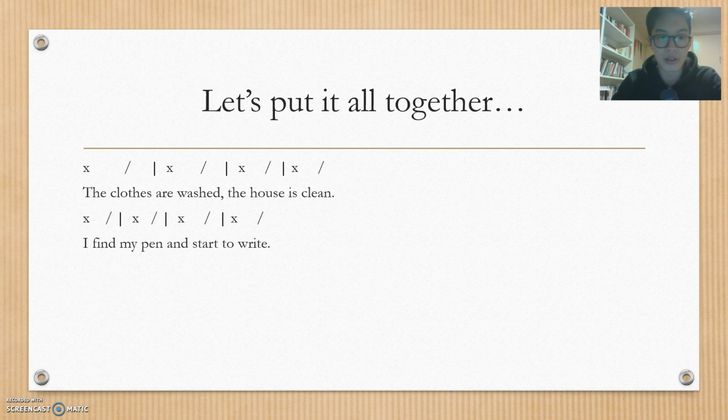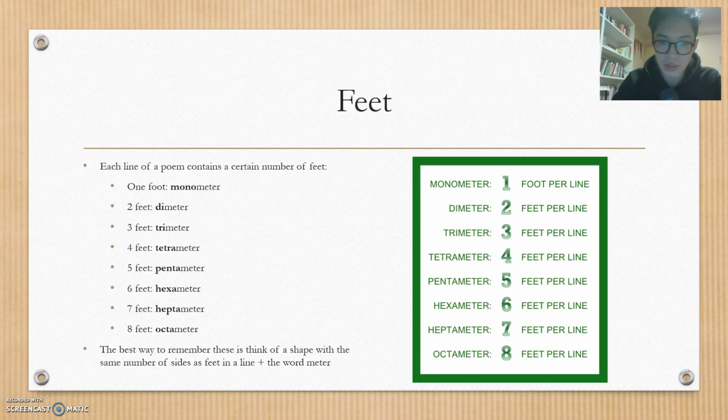1 for the clothes, 1 for are washed, 1 for the house, 1 for is clean. So we've got the clothes are washed, the house is clean. It's 4 feet in the first one, and that's actually repeated in the next line: I find my pen and start to write. Again, 4 feet. So what is this? Let's go back to the previous slide. 4 feet per line, it's tetrameter.